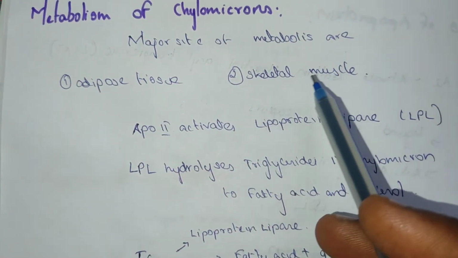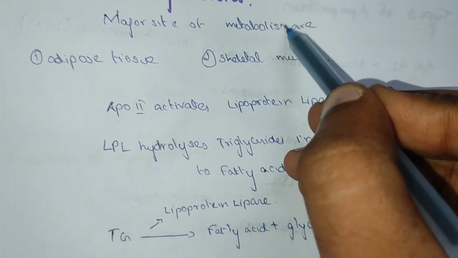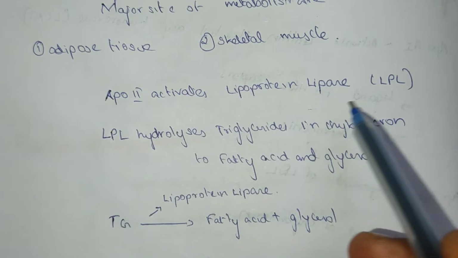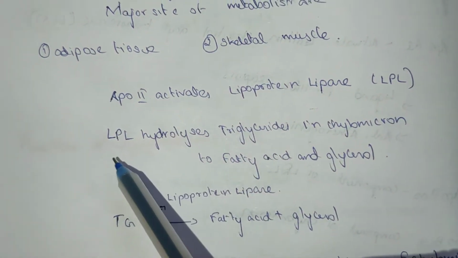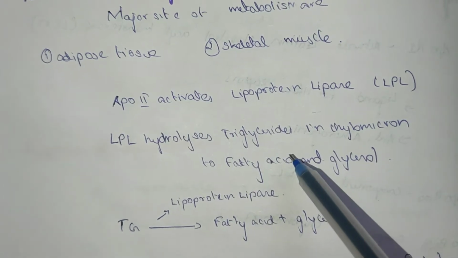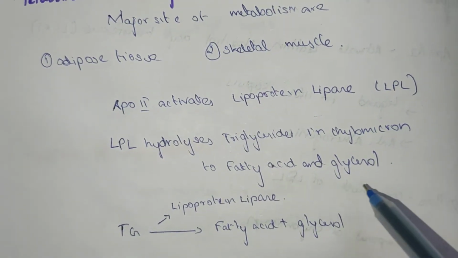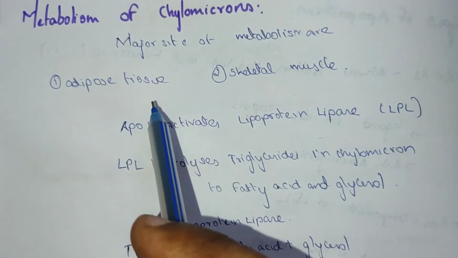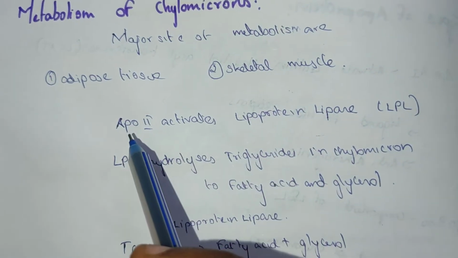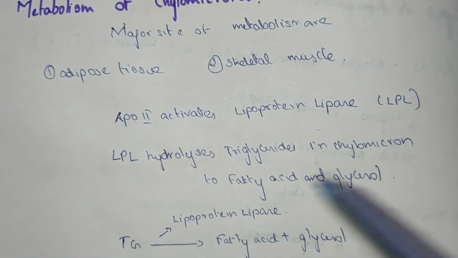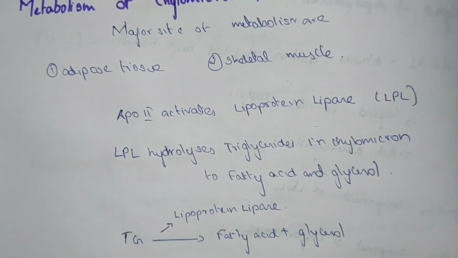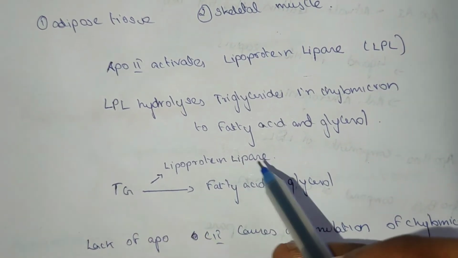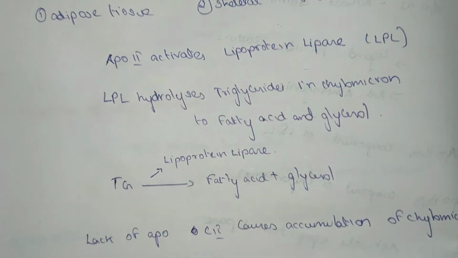Metabolism of chylomicron. The major site of metabolism is adipose tissue and skeletal muscle. ApoC2 activates the lipoprotein lipase, and this lipoprotein lipase hydrolyzes triglyceride in the chylomicron to fatty acid and glycerol.